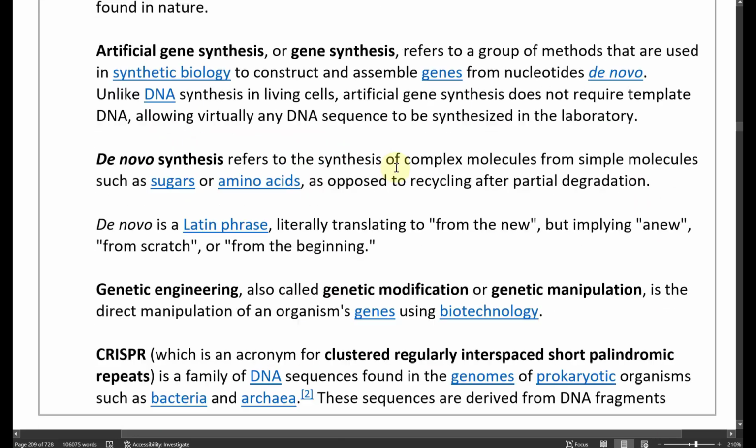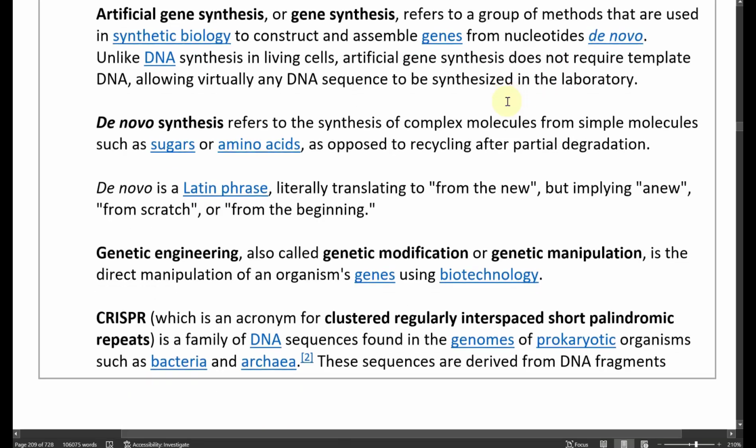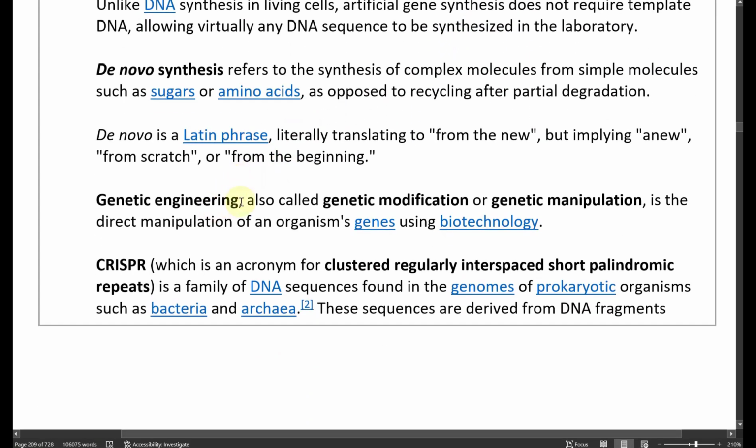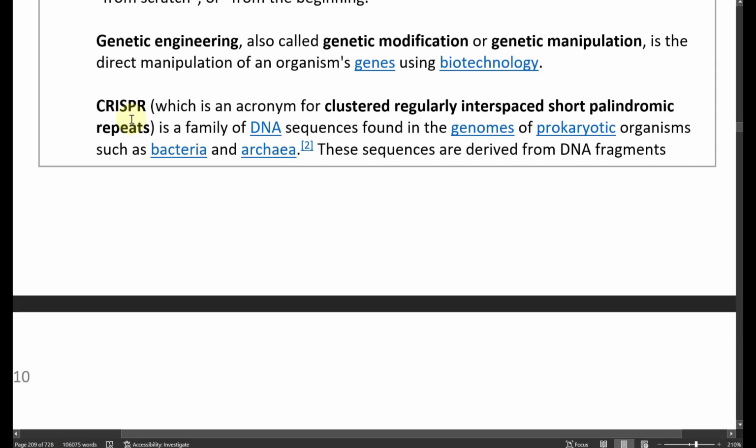Continue further. Going back to this, the nucleotides de novo, so you're basically creating it from the phosphates and the ribose or deoxyribose, etc. Yeah, deoxyribose for DNA. So you're setting those up directly from those molecules. Yeah, as well as the nitrogenous bases, the nucleobases. Let's continue further. So genetic engineering, also called genetic modification or genetic manipulation, is a direct manipulation of an organism's genes using biotechnology. And so let's look at CRISPR now.